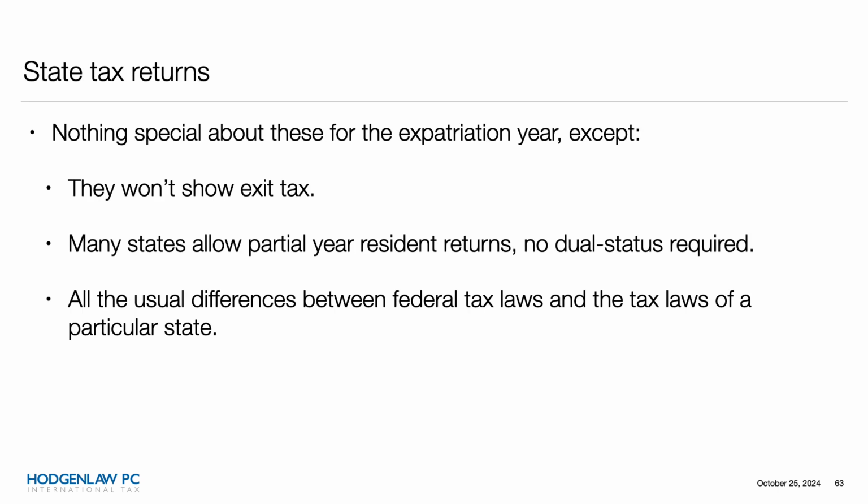For state tax returns, there's nothing special about these for the expatriation year. They won't show exit tax. Many states do allow partial year resident returns, so you don't have dual status for states. Actually, I don't know of any states that require dual status. And then you have all the usual differences between federal tax laws and the tax laws of a particular state.